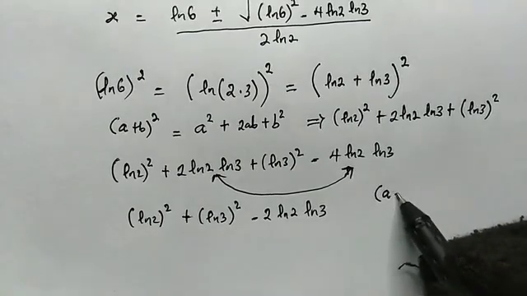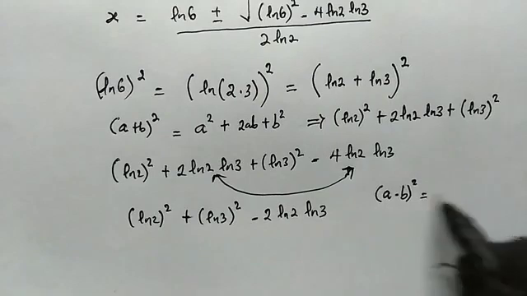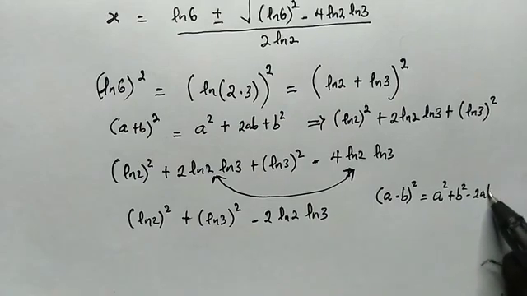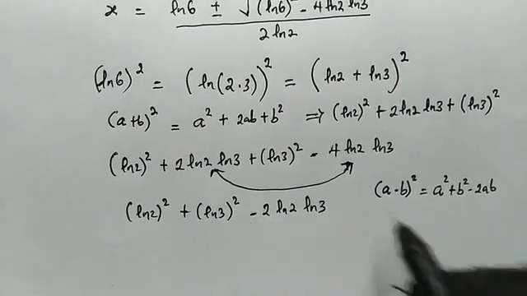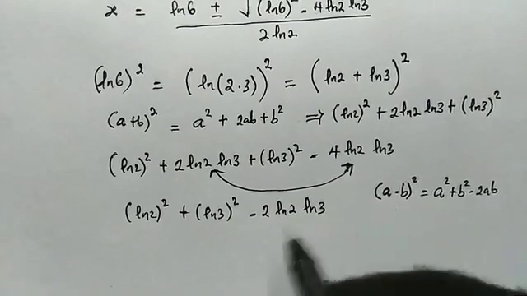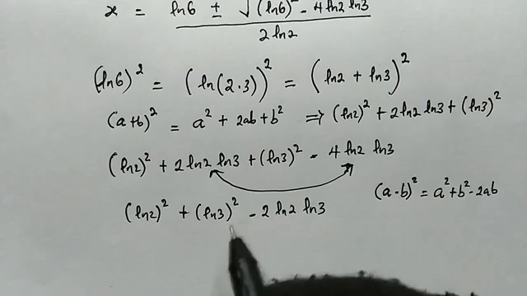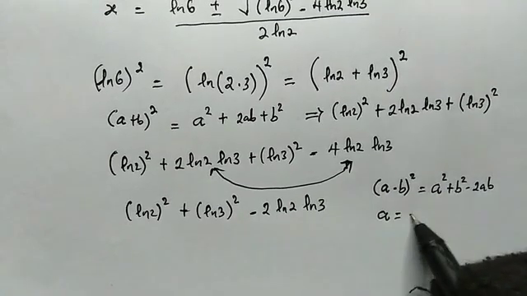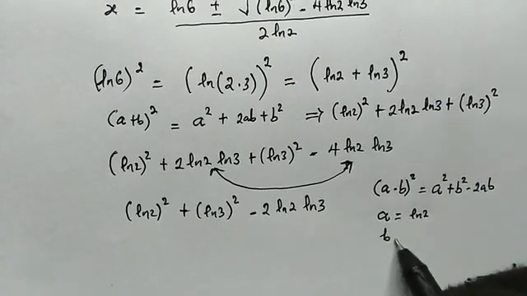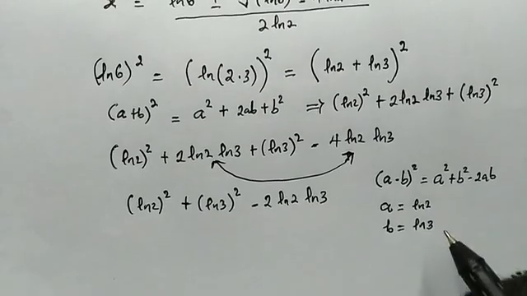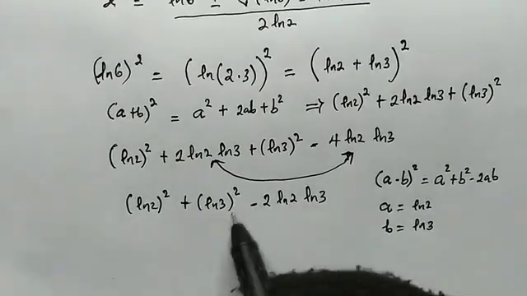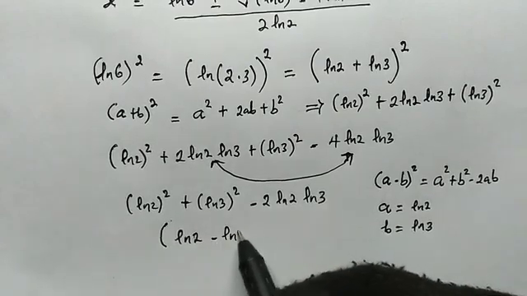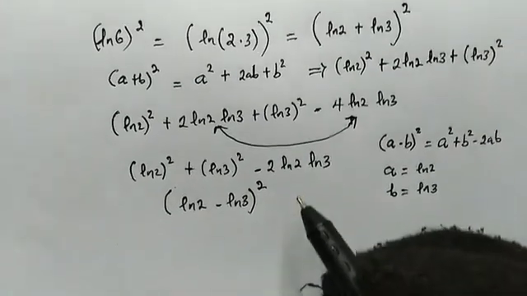When we have (a minus b) squared, this is equal to a squared plus b squared minus 2 times a times b. So let's compare. If we compare this expression to that equation, you will find out that a is equal to the natural log of 2 and b is equal to the natural log of 3, right? So this here indeed is a perfect square, which is exactly equal to the natural log of 2 minus the natural log of 3, all squared.